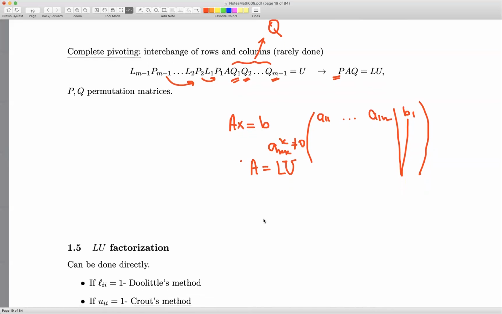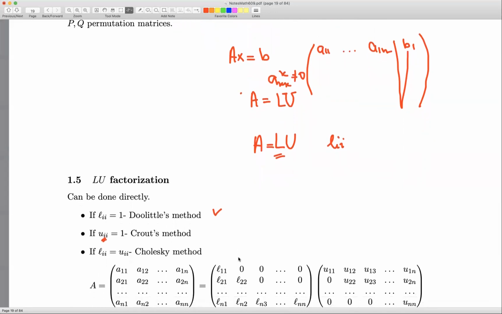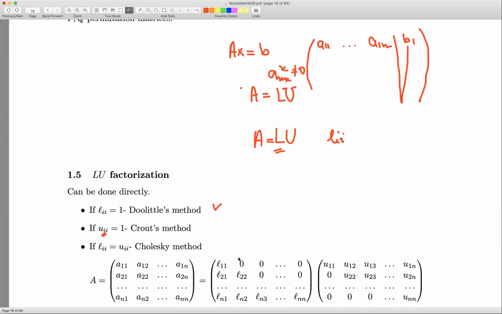When we have this factorization, A equals L times U, and the elements on the main diagonal of L are equal to 1, this is called Doolittle's method. When the upper triangular matrix has diagonal elements U_ii equal to 1, this is called Crout's method. And when the elements on the main diagonal of L are equal to the elements on the main diagonal of U, this is called the Cholesky method.